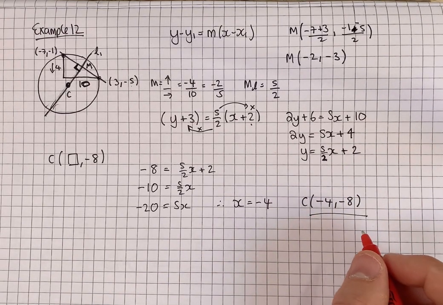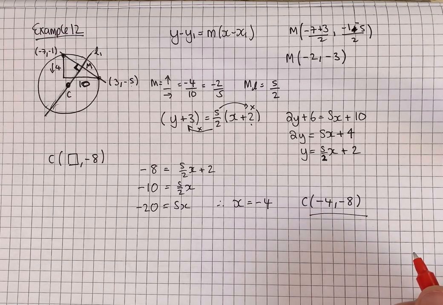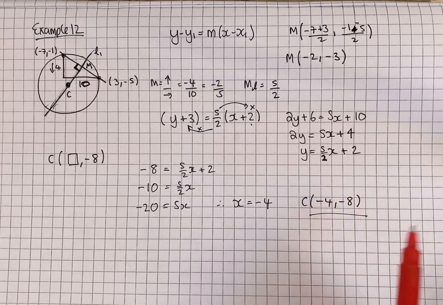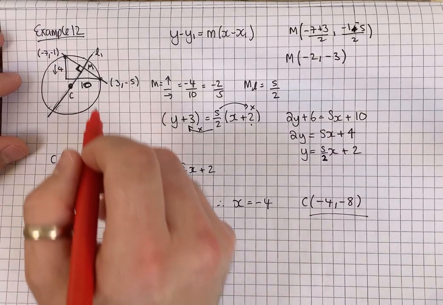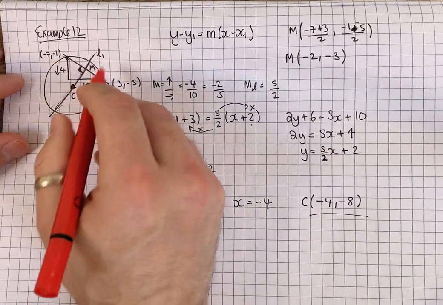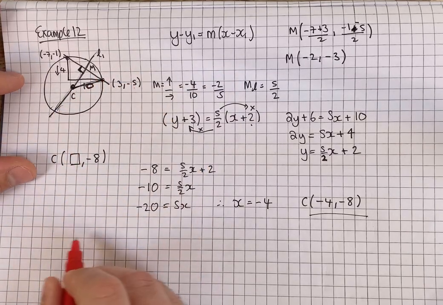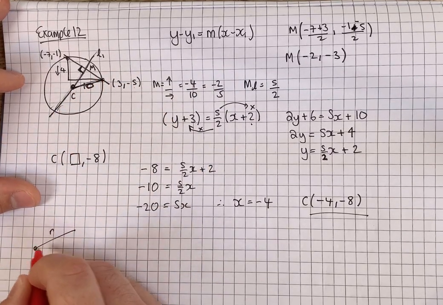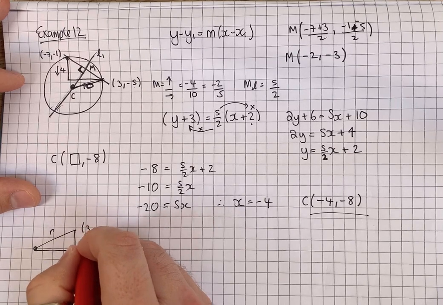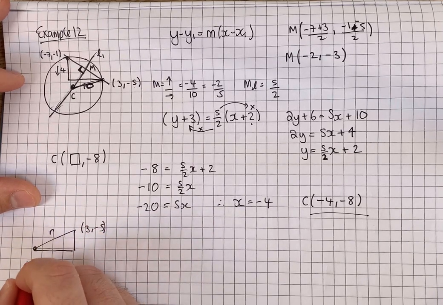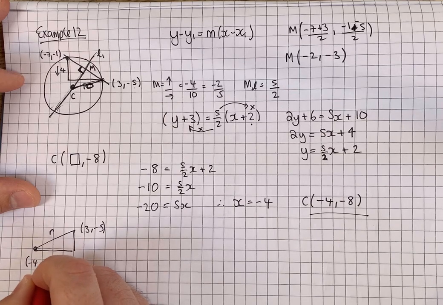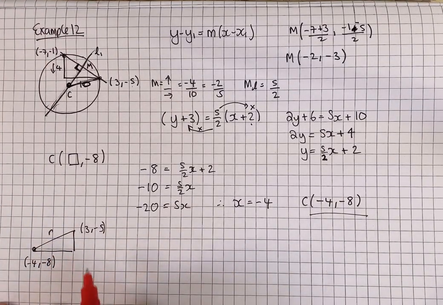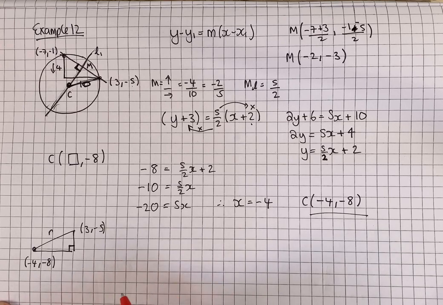Okay, that's not quite it yet. It then asks us to find the equation of the circle. So nearly there. Well, I've got the centre of the circle, but I need to work out the radius, or the radius squared. So I can go from C to either of these 2 points, let me just draw that diagram again. So this is (3, -5), and this is (-4, -8). To work out the radius, or radius squared, which is going to be helpful for the formula, just use a bit of basic Pythagoras.